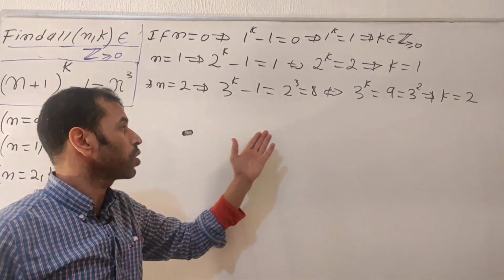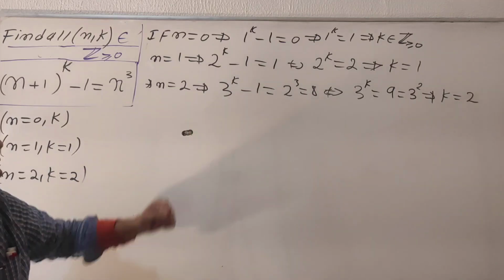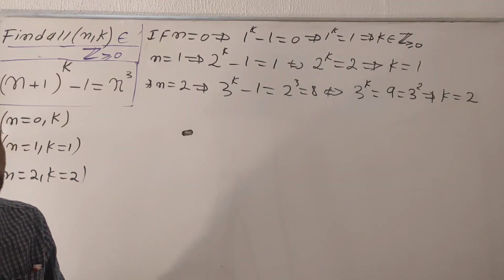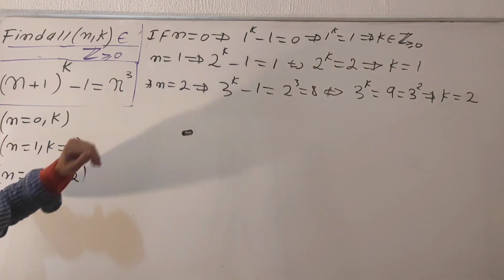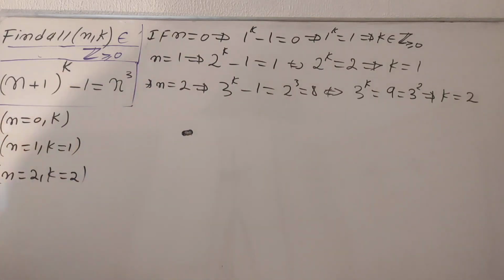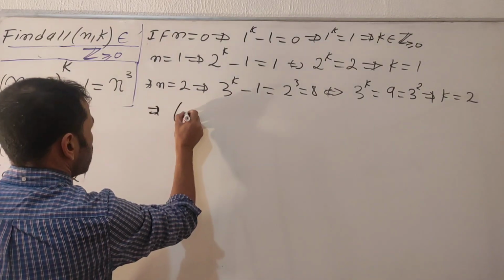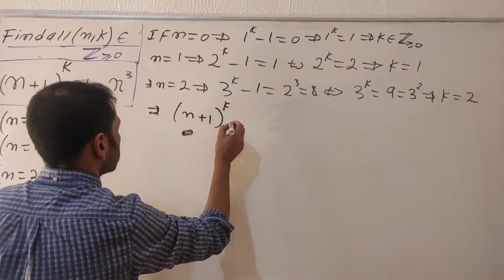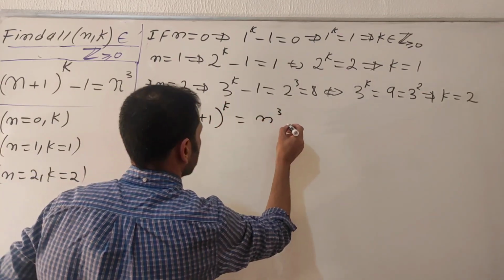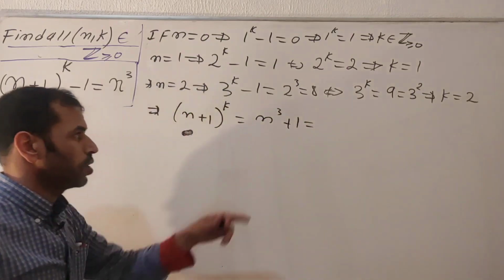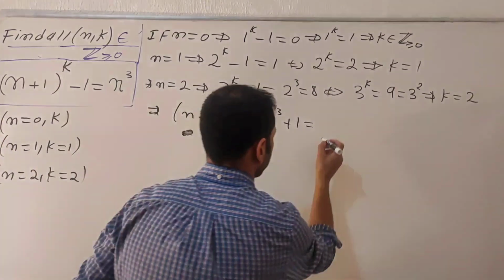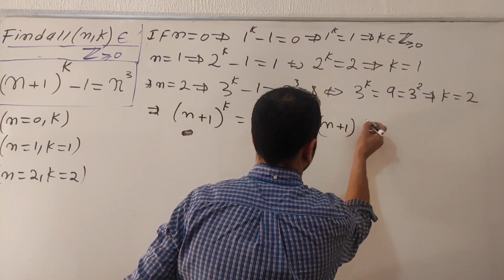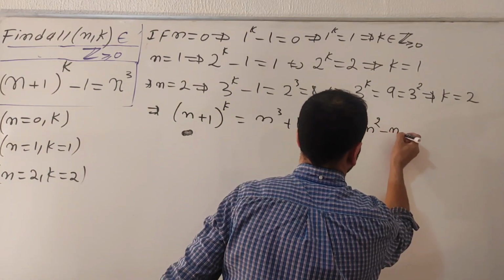Okay, we are going to stop with these obvious values and move on to the general case. Before that, we must know the parity of n. Let's work out a little bit with this one. Let's move minus 1 to the right side of the equation. So I get (n + 1)^k equals n cubed plus 1. Since we have 3 in the exponent here, I'm going to factor it as a product. I get (n + 1)(n^2 - n + 1).